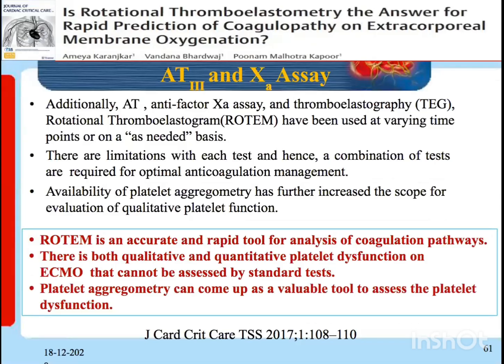So is rotational thromboelastometry the answer for rapid prediction of coagulopathy on ECMO? Well, the answer is yes. ROTEM is an accurate and rapid tool for analysis of the coagulation pathway. There is both qualitative and quantitative platelet dysfunction on ECMO that cannot be assessed by standard tests, and platelet aggregometry can come up to be a very valuable tool to assess the platelet dysfunction while on ECMO.